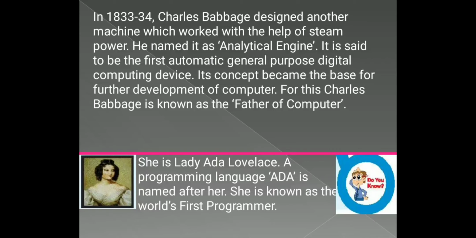Don't waste so much time in front of the computer and mobile. Listen to your parents. Utilize your time in productive work.